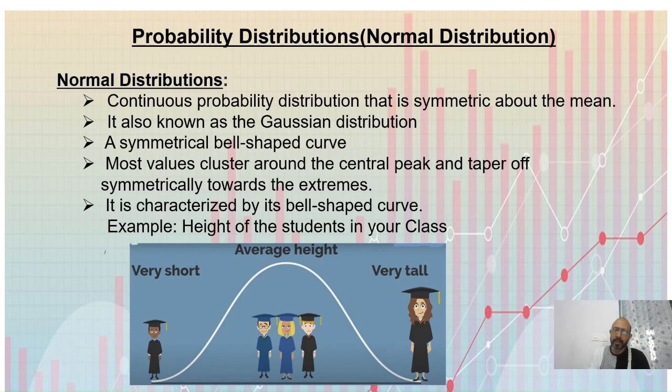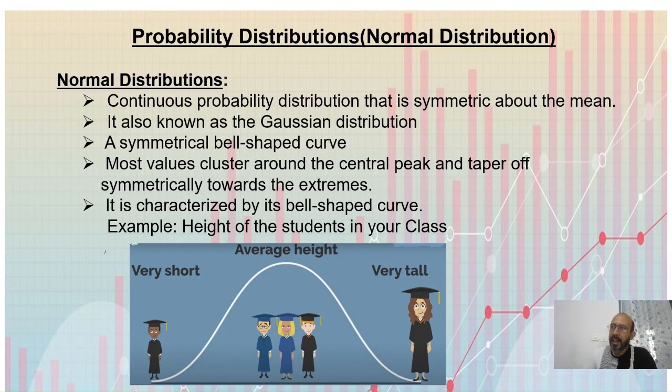Normal distribution is a continuous probability distribution that is symmetric about the mean. It is also known as the Gaussian distribution. A symmetrical bell-shaped curve, most values cluster around the central peak and taper off symmetrically towards the extremes. It is characterized by its bell-shaped curve.